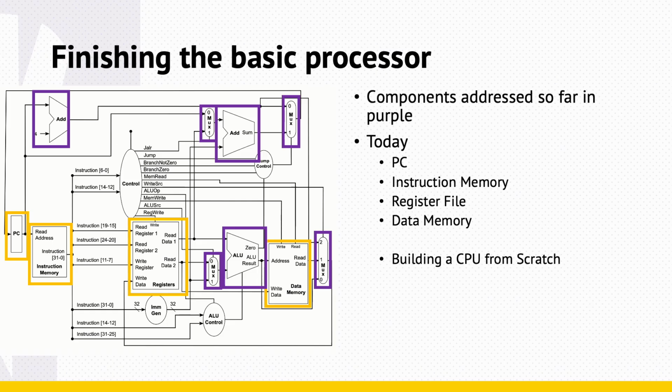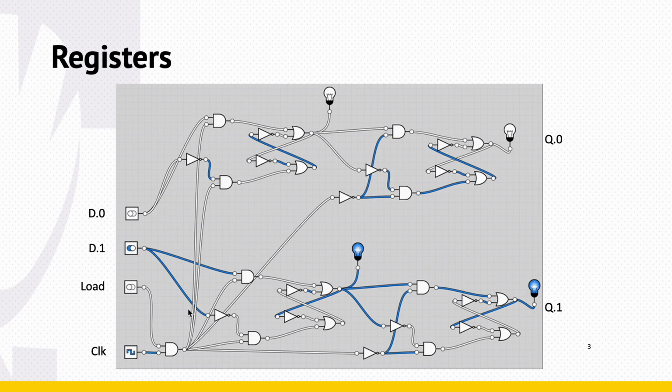What we don't know is what's going on inside the program counter, the instruction memory, the registers, or the data memory. But we know more or less because we've already talked about how a register works. And these are just basically complicated versions of registers. So today we're going to be jumping into these program counter, instruction memory, register file, data memory, and then we're going to put all that together into the CPU.